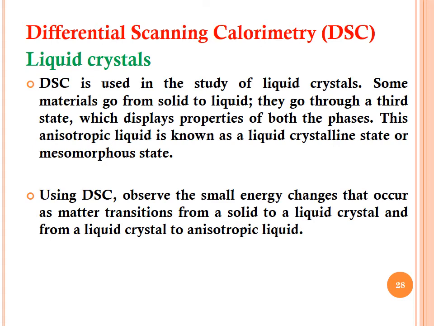So we already discussed the liquid crystals. The state of matter which has properties between those of a conventional liquid and of solid crystals is called the liquid crystal. This is also called the mesomorphic state. Using DSC, we observe the small energy changes that occur as matter transitions from a solid to a liquid crystal and from a liquid crystal to an anisotropic liquid.